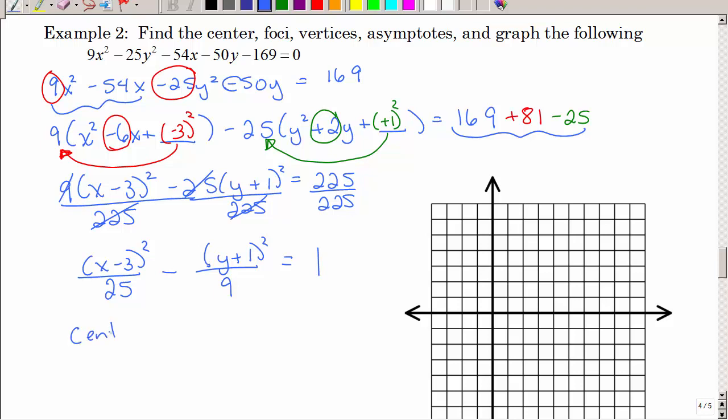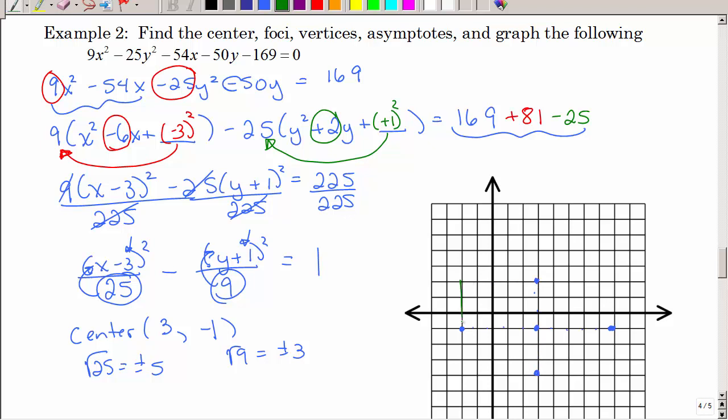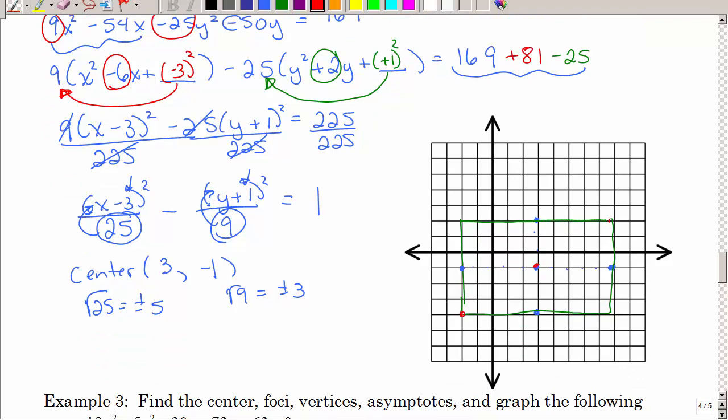All right, so what's my center? Remember h, k, so I have positive 3, negative 1. The square root of 25 is plus or minus 5, and it's underneath x, so I'm going to go out 5 from the center. Square root of 9, and again that's underneath y, so I'm going to go up 3 and down 3. I'm not in ellipse land, so I need to draw my rectangle. Then I need to graph my asymptotes. Remember, I want to go through the center and the corners of the rectangle and beyond.